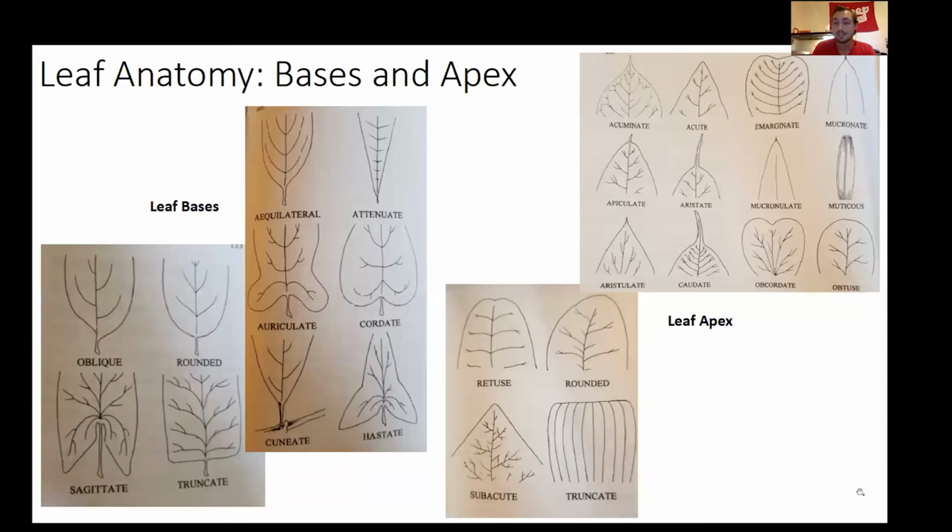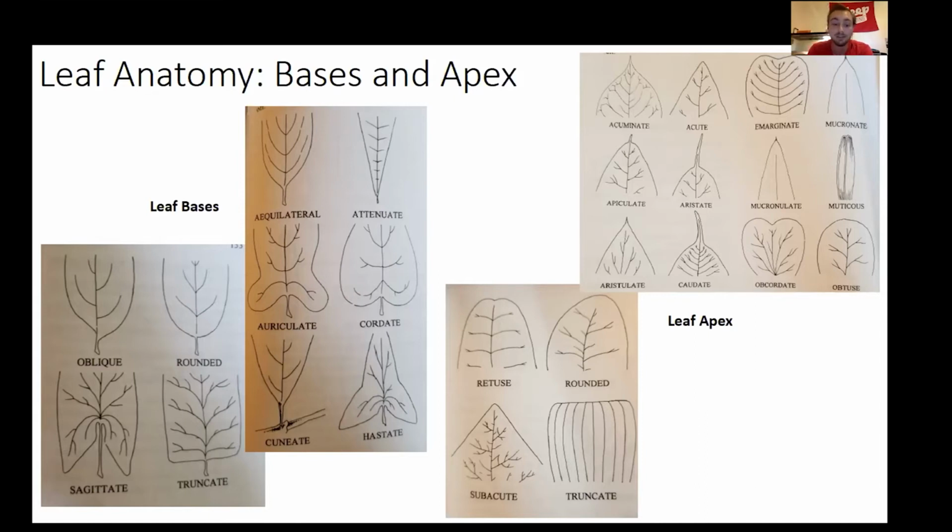For our leaf bases and leaf apex, we're really going to be focusing on truncate and cordate today. So truncate just means squared off at the end as if it was cut off. So our Sweetgum and Sycamore can have truncate leaf bases or cordate as well. And those features can be seen on the same individual, again, with individual variability between each leaf, even on the same tree. And then our apex, most of our trees today, our leaves have an acute apex, each lobe having an acute apex.